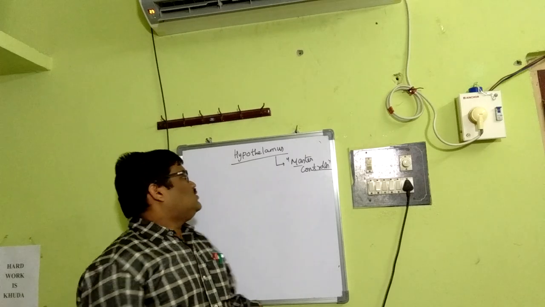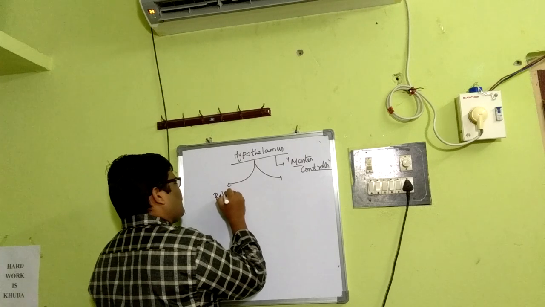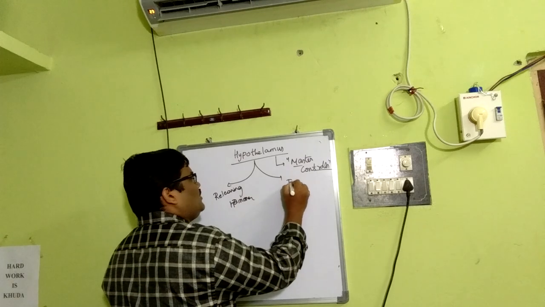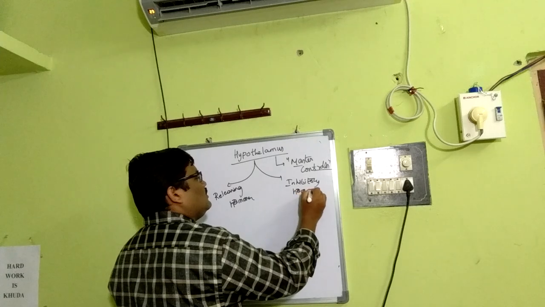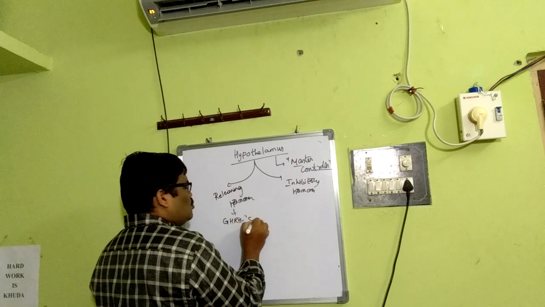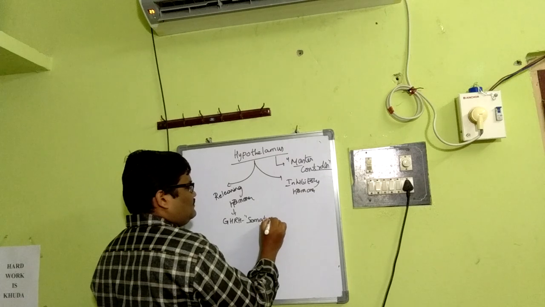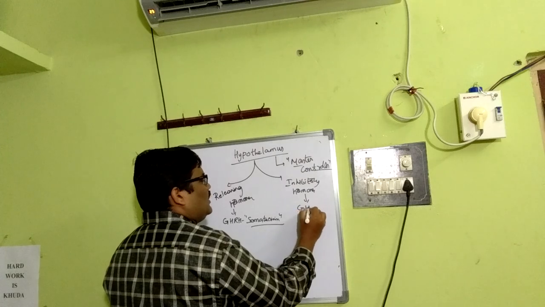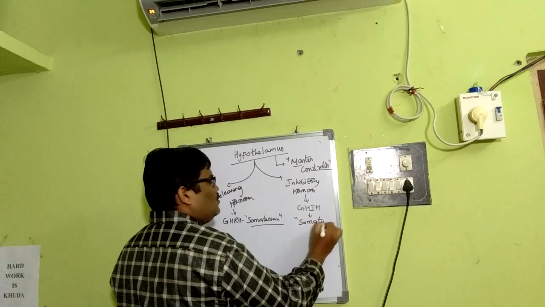It is very important. Depending on the kind of activity, there are two kinds of hormones: releasing hormones and inhibitory hormones. For example, growth hormone releasing hormone is called somatocrinin, whereas growth hormone inhibitory hormone is otherwise called somatostatin.